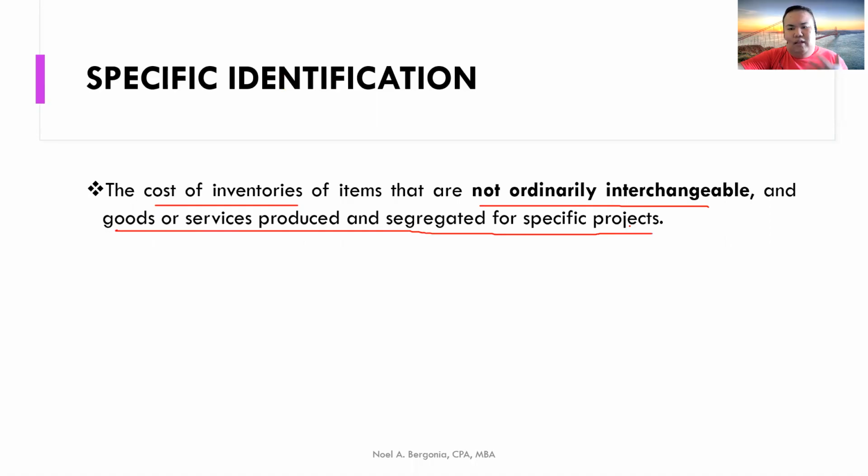So when we talk about not ordinarily interchangeable, we are able to identify what this product is and how much this product is. That is why it is specific, right? Because of course, you have product 1, this is its price. Product 2, this is its price. We are able to identify clearly how much each one is. So the specific identification method is typically used for those where we could not interchange any product from one product to another. And we could determine specifically how much is the amount on that particular product or project or goods or services.